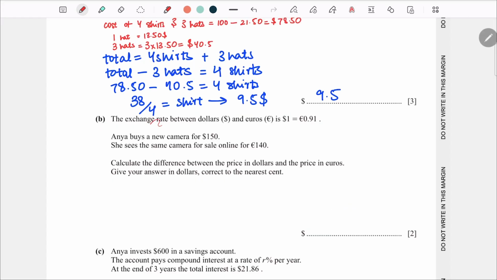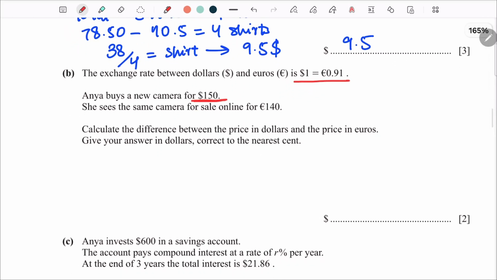Question 4 part B, the exchange rate between dollars and euros is $1 is equal to 0.91 euros. Anya buys a camera for $150. So first I'm going to find her price in euros.